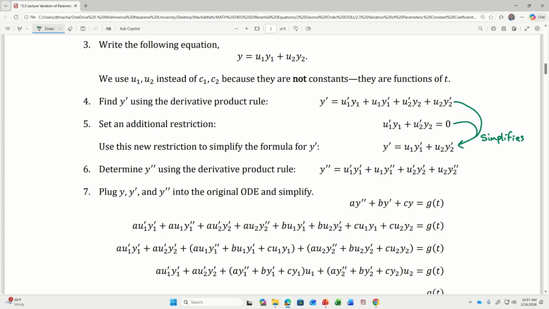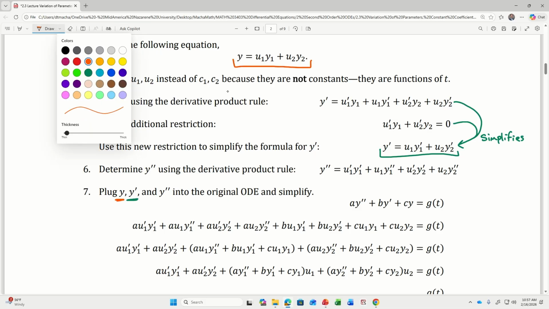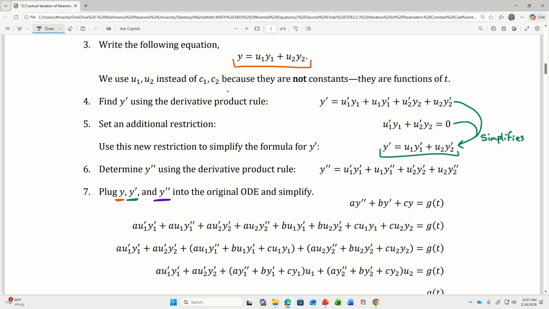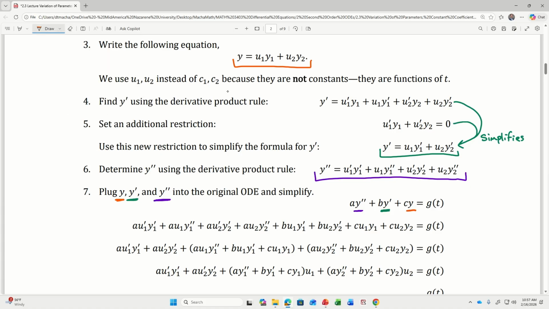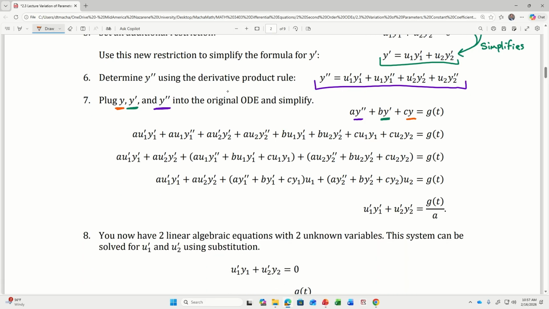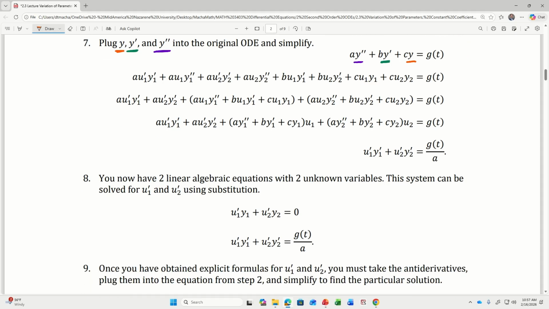So now I've got this expression for y prime, and I've got this expression for y, and I've got this expression for y double prime, and we're going to plug these into my original ODE, and then we're going to simplify it. This is what simplifying it looks like.